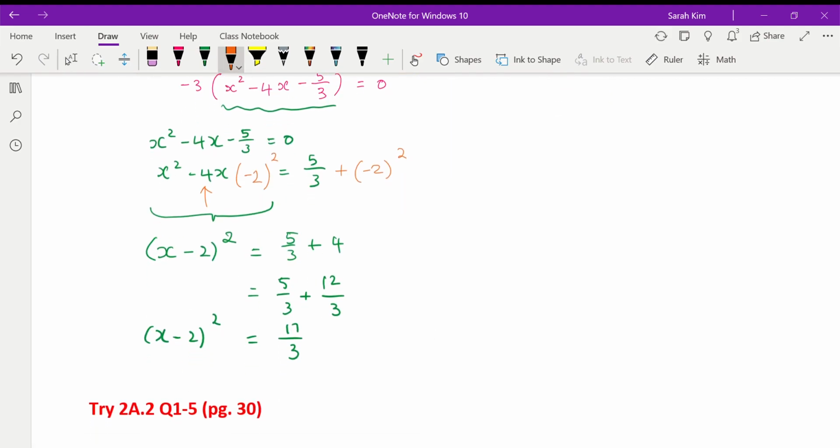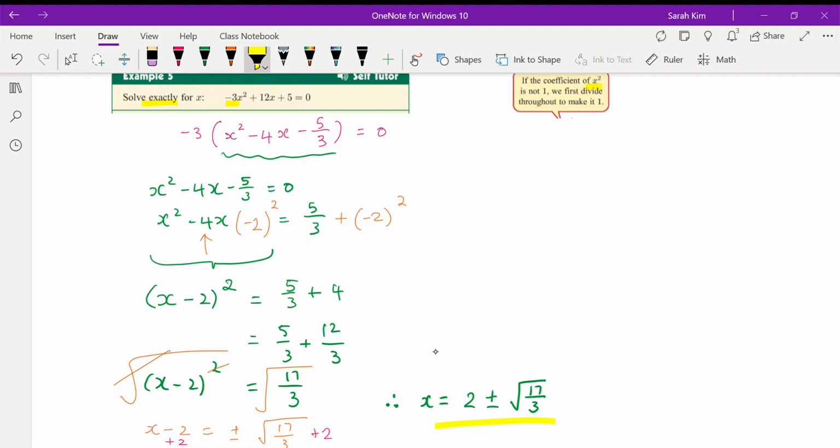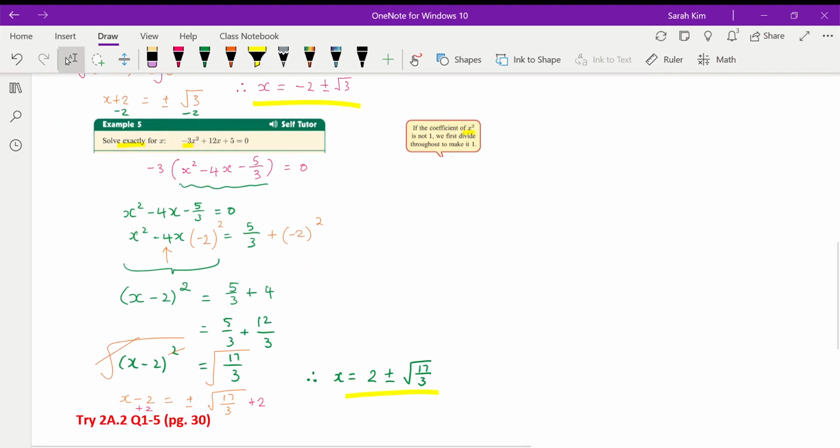Right, now I'm pretty much done. I just got to square root it to get x by itself. So I get x take 2 equals plus or minus. Remember, anytime there's a square root, there's a plus and minus option. It's almost there. I just got to do plus 2 to both sides to get rid of that minus 2. So therefore, my x will be 2 plus or minus square root 17 over 3. So exactly, meaning we don't need decimals. These are exact numbers, so please don't go and change it to decimal points because there's no need for you to.